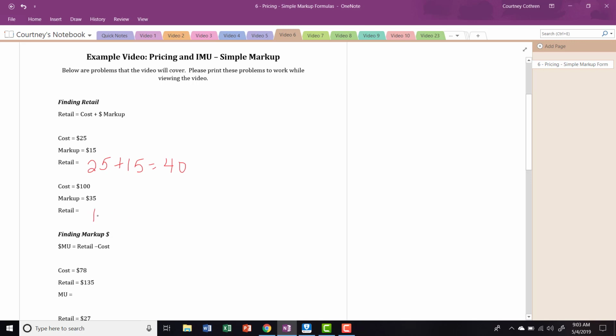The next one, if the cost to the retailer is $100 and they plan a markup of $35, then the retail would simply be $135.